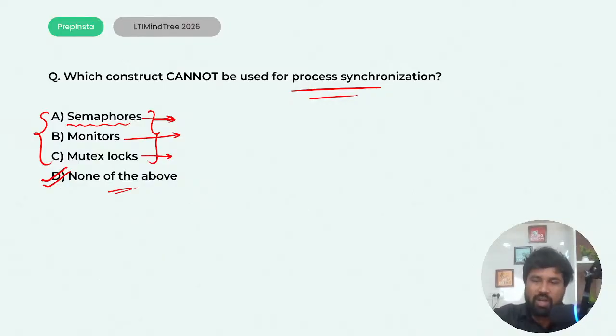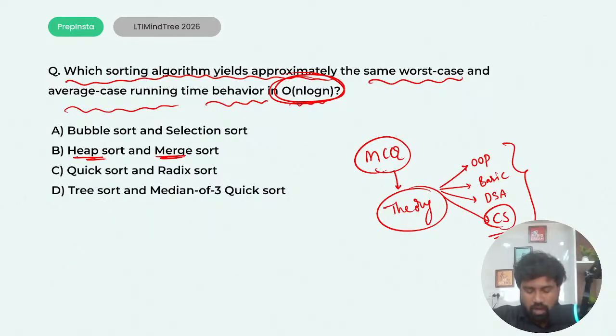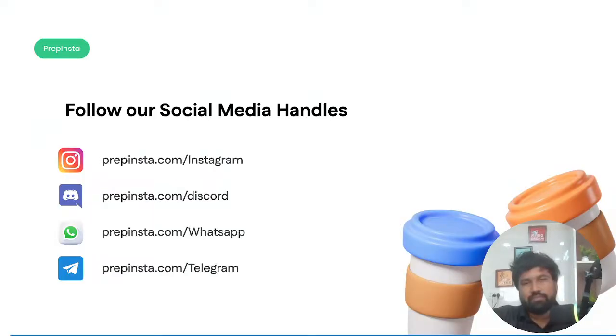So I hope you are learning something, right? These three questions, out of these three questions, how many of you know? 1, 2, 3. 3 questions. Out of 3, I think many people answered only one question. So the rest of the 2, they don't know.